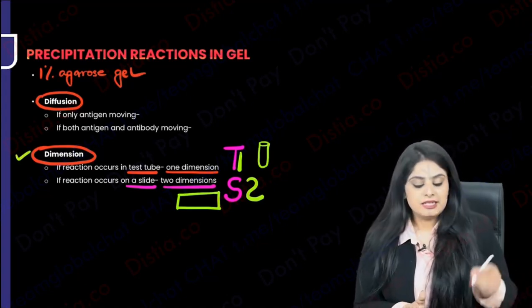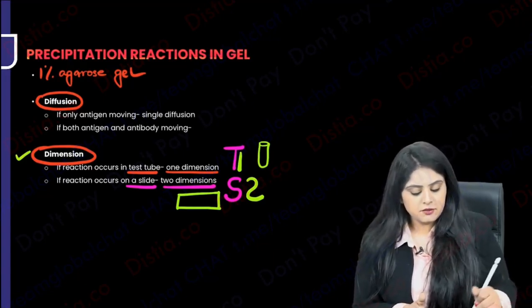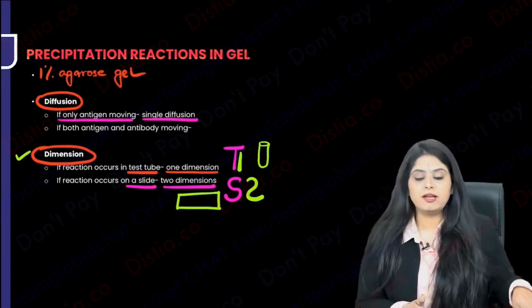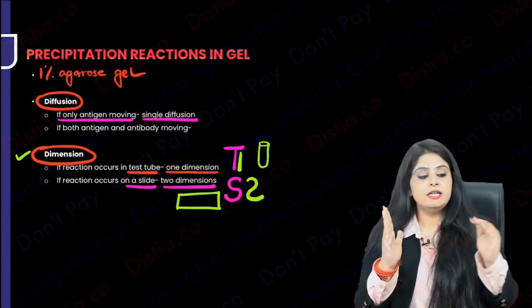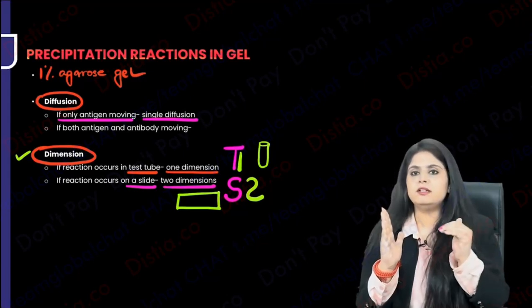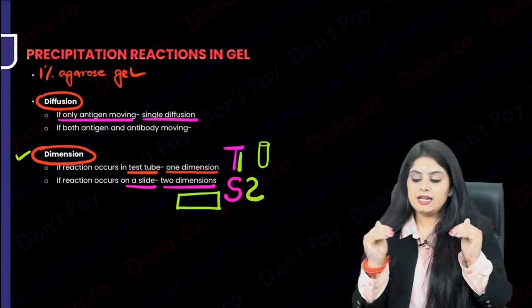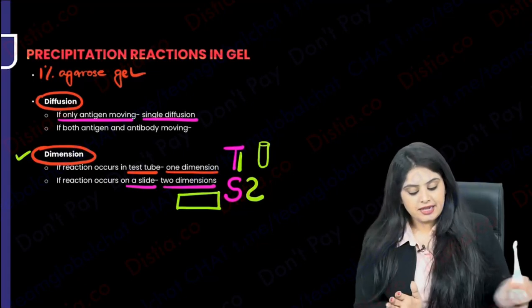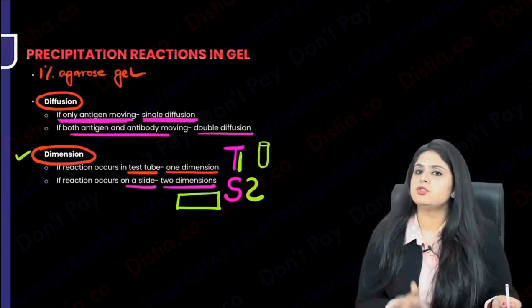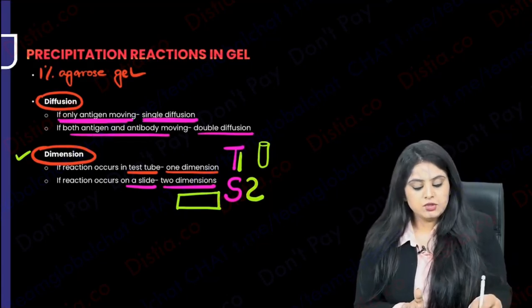What is diffusion? Single diffusion. What is single diffusion? When only one thing is moving. When only the antigen, for example, this is an antigen and an antibody. If only the antigen is moving, one is diffusing, so this is single diffusion. If antigen and antibody both start moving, that is known as double diffusion. So remember, if one is moving, single diffusion. If both are moving, double diffusion. You've understood the meanings of diffusions and dimensions.